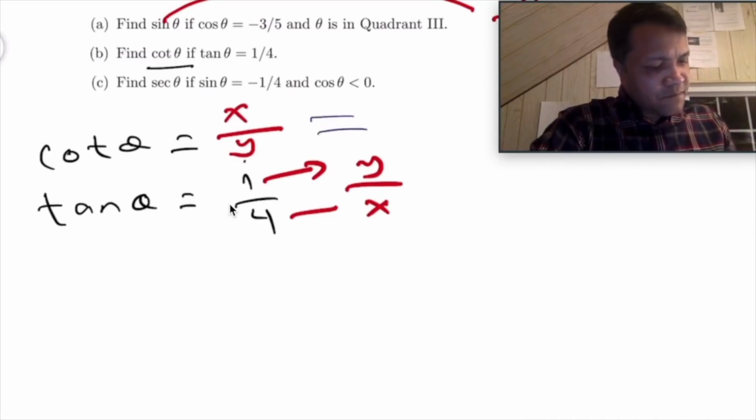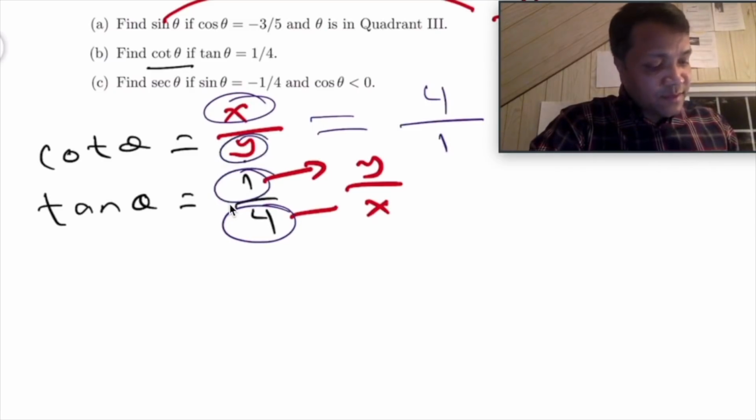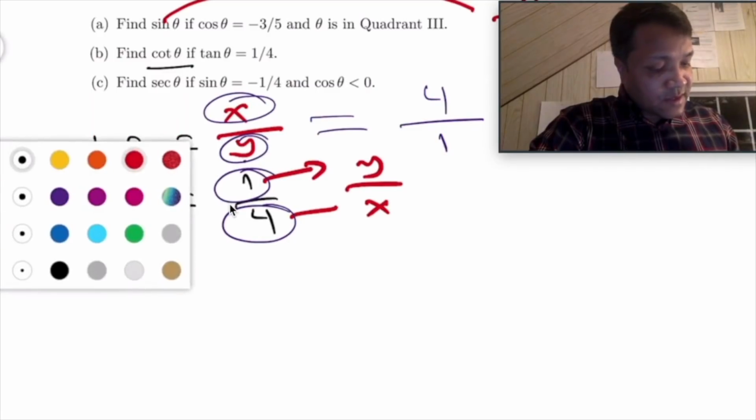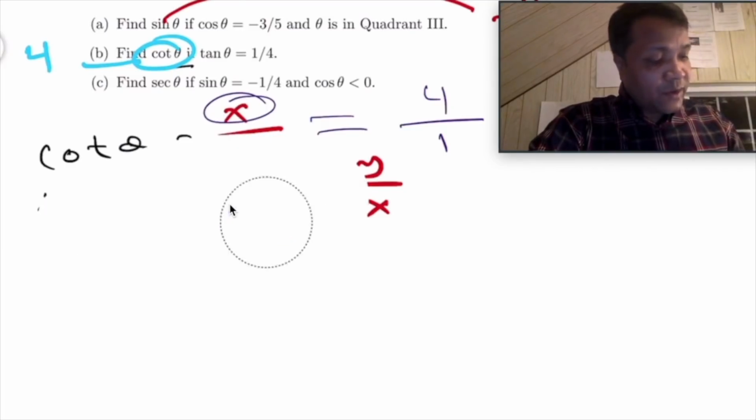So what is our x? Our x is 4, so put 4 on the top. What is our y? Y is 1. So what is our answer? Cotangent theta is just 4. That's our answer. Now we are ready to do number C.